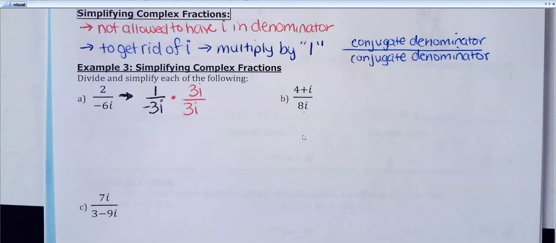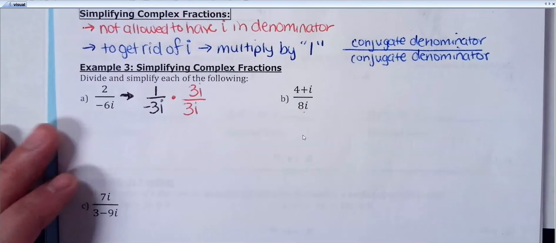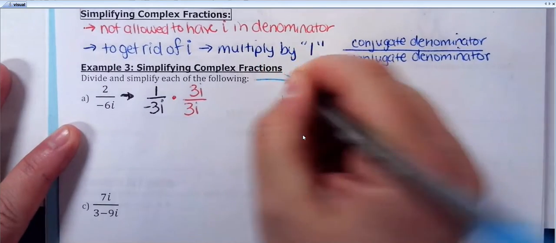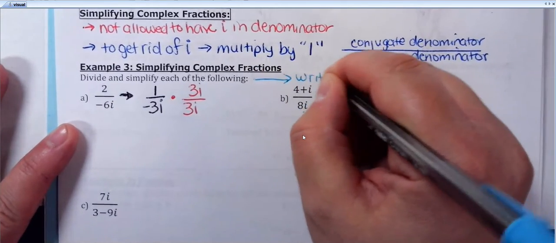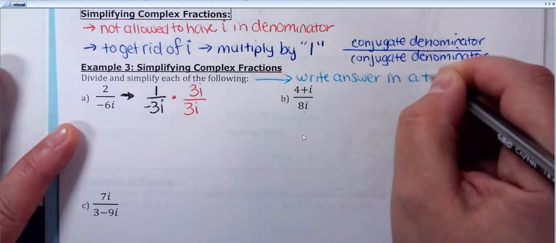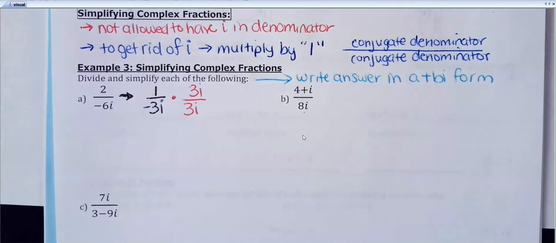I'm not changing anything. And actually, before I do that, I'm going to ask you guys to add this in, because for these questions I'm going to say write your answer in a plus bi form. So when we get done, I want it to be like the real part plus the imaginary part. We'll write it in that format just to practice that today, because a couple of these questions are kind of tricky to do that with, so I want to show you how.